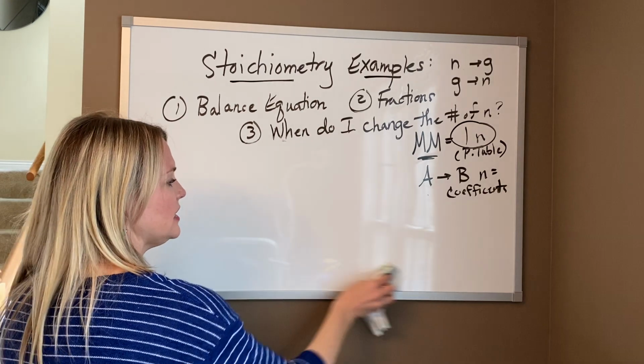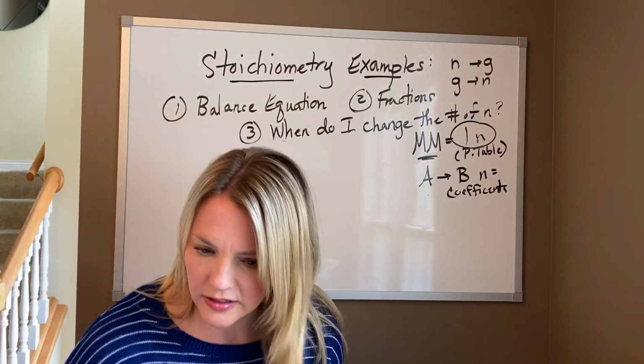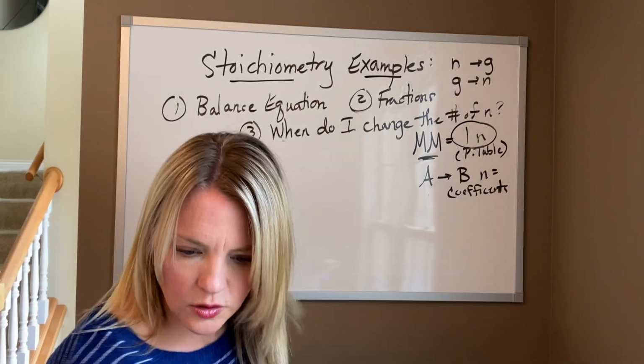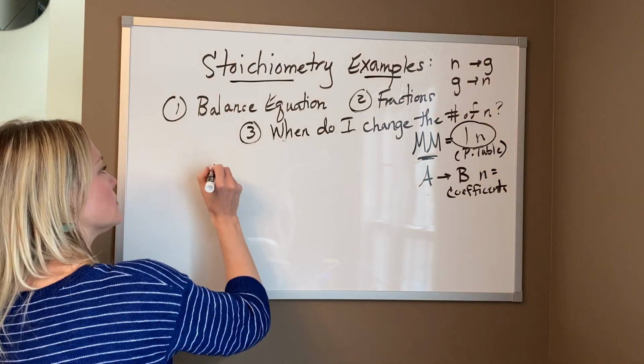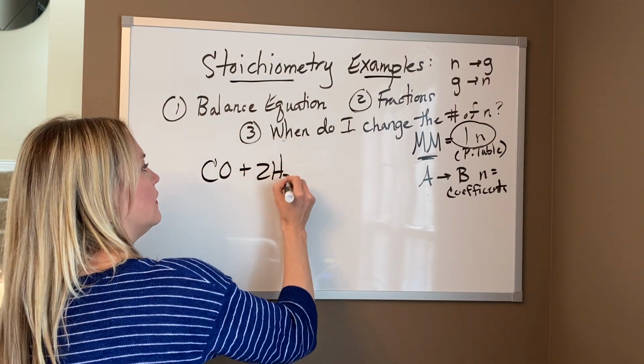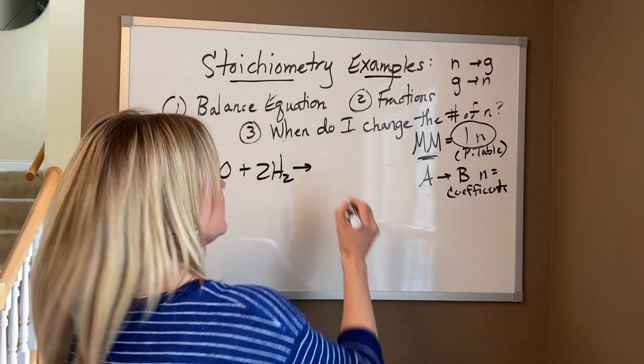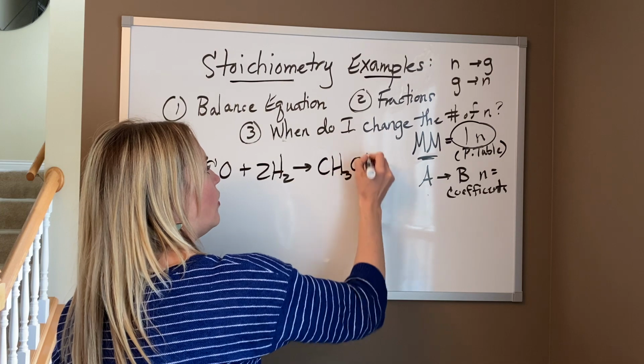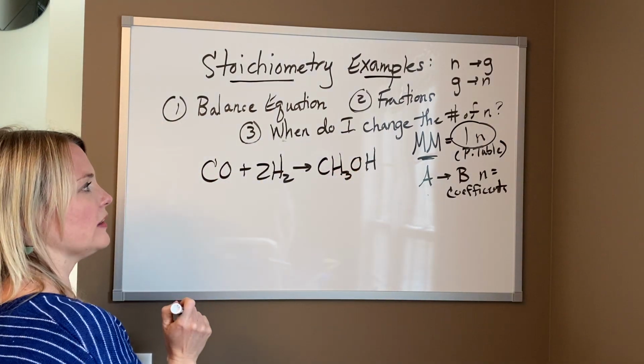So the first thing I'm going to need, and you're going to be practicing, is your balanced equation. So for this one, the equation is carbon monoxide. So CO is going to be reacting with hydrogen. And then that is going to be making a CH3OH. All right, so there's my balanced equation.